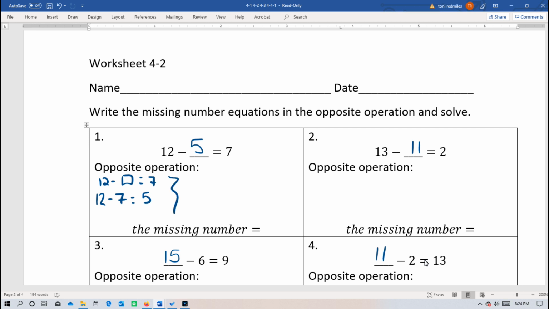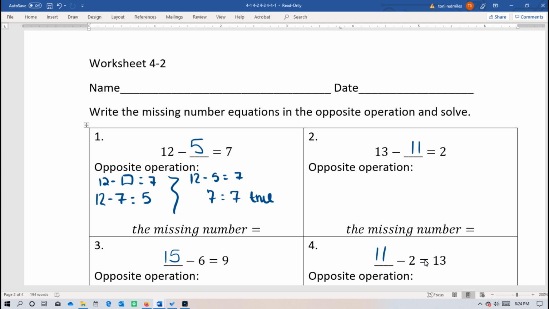Now let's test it by putting it back in the equation and see if I get a true statement. Well, 5 from 12 is 7. So there we go, I have a true statement. Now let's do all the ones like this, and then we'll go back and do all the ones that are the reverse.